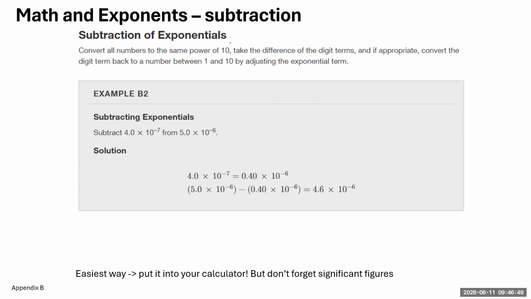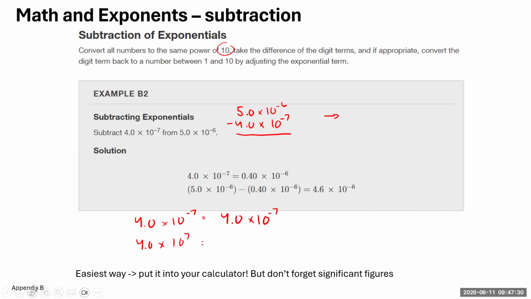All right. So again, convert everything to the same power of 10. Let's try this. Subtract 4.0 times 10 to the negative 7th from 5.0 times 10 to the negative 6th. So 5.0 times 10 to the negative 6th minus 4.0 times 10 to the negative 7th. We're going to have to change these decimals. Let's change the 7 to 6. I'm going to do what I did earlier. I'm going to rewrite the number.